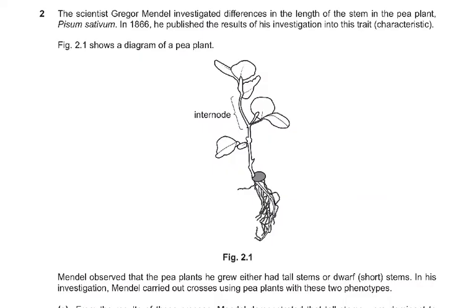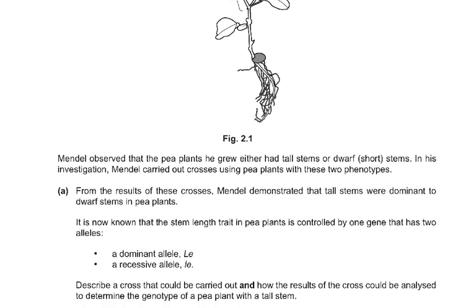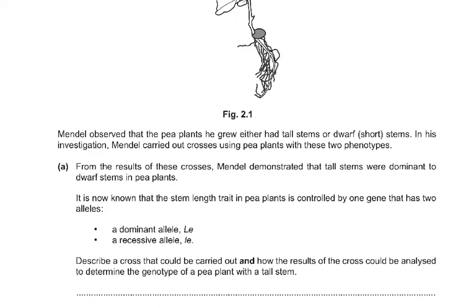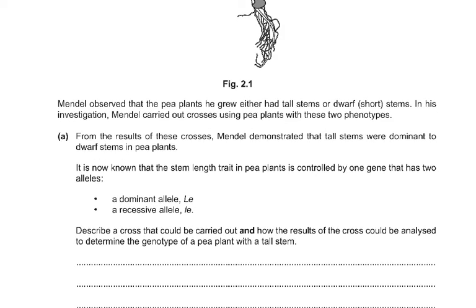Question 2. The scientist Gregor Mendel investigated differences in the length of the stem in the pea plant Pisum sativum. In 1866, he published the results of his investigation into the trait characteristics. Figure 2.1 shows a diagram of a pea plant. Then it says Mendel observed the pea plants he grew either had tall stems or dwarf or short stems. So there were only two variations, tall stems or short stems. In his investigation, Mendel carried out crosses using pea plants with these two phenotypes. So the phenotypes were only tall and short, and he carried out crosses.